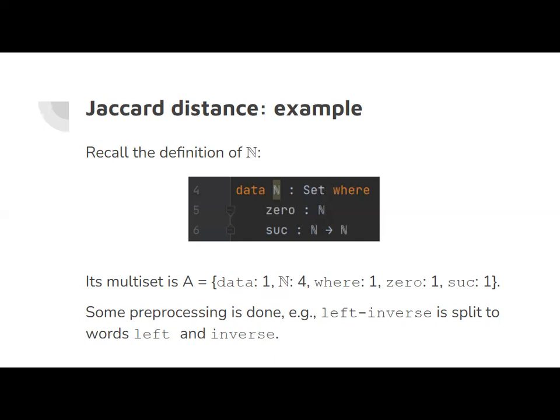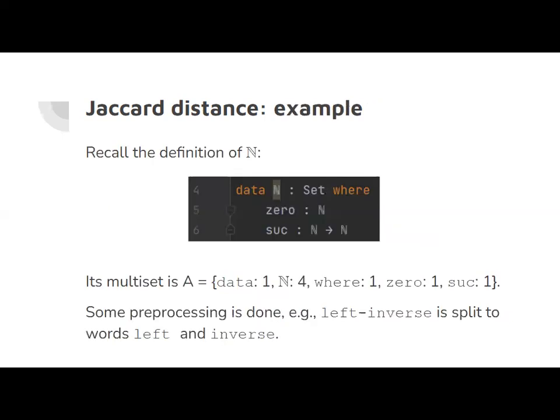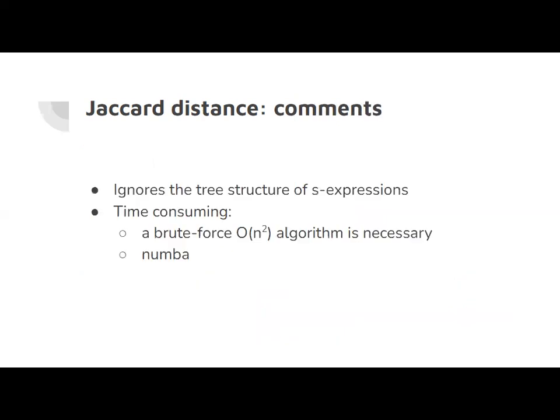And that's it. So the actual multisets were obtained from the S-expressions, not from this code, but that should be roughly the same. And some comments: this actually ignores the tree structure of the S-expression. So we can imagine it as a long string and just split on the spaces and camel cases and so on.